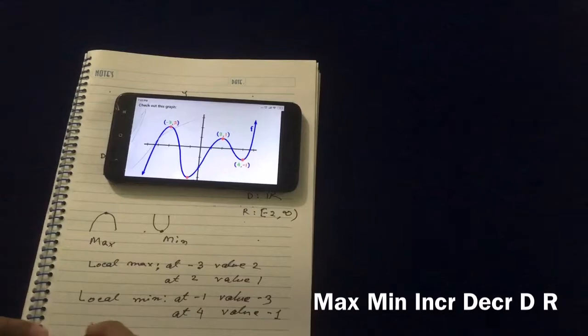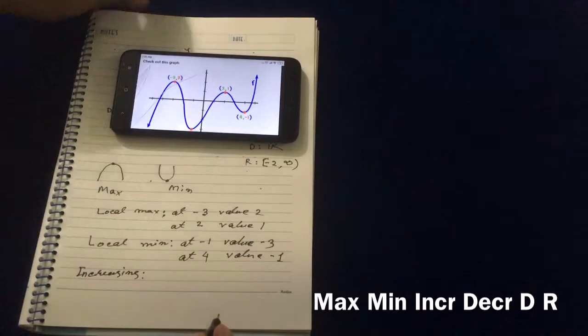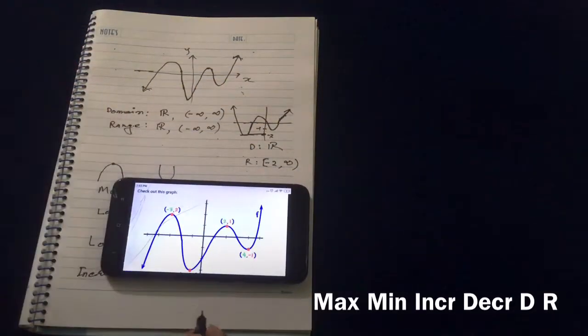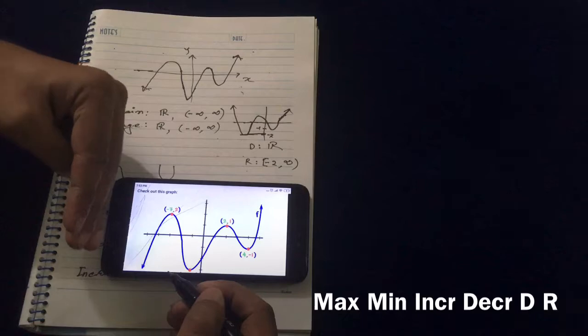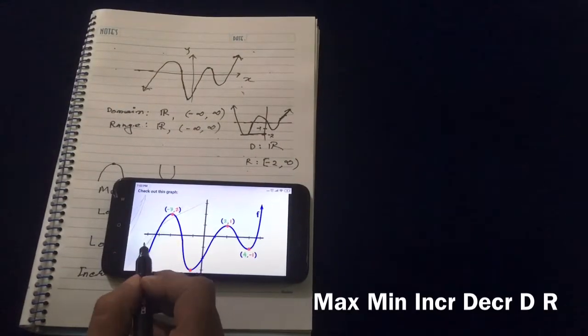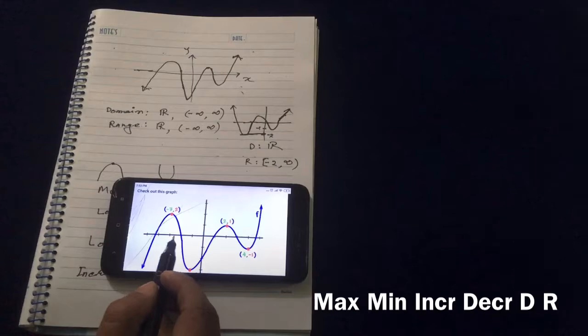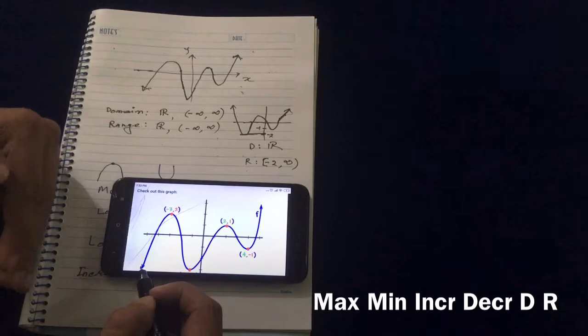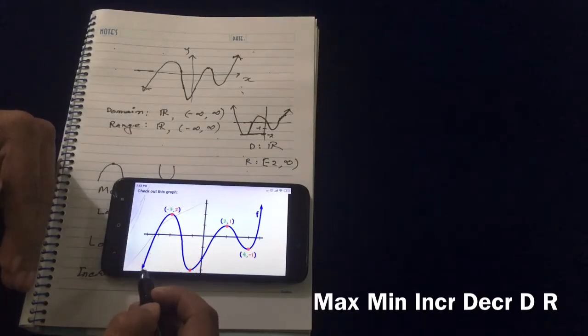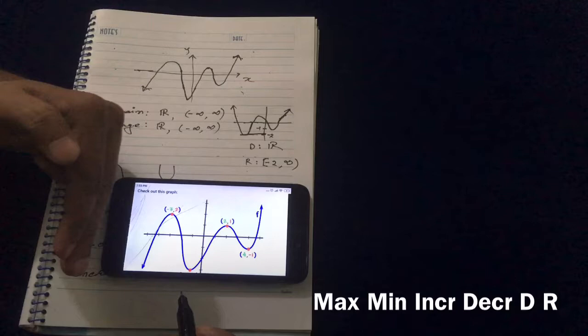Now the question is increasing, decreasing. First let's find out increasing. Oh, you cannot see. Let's keep it here. So look at the graph first, where it is increasing and where it is decreasing. The rule is to look from the left side to the right side, from the smaller value to the bigger value of the x line. If you move from this side to that side and you hit this point first, then it is increasing.